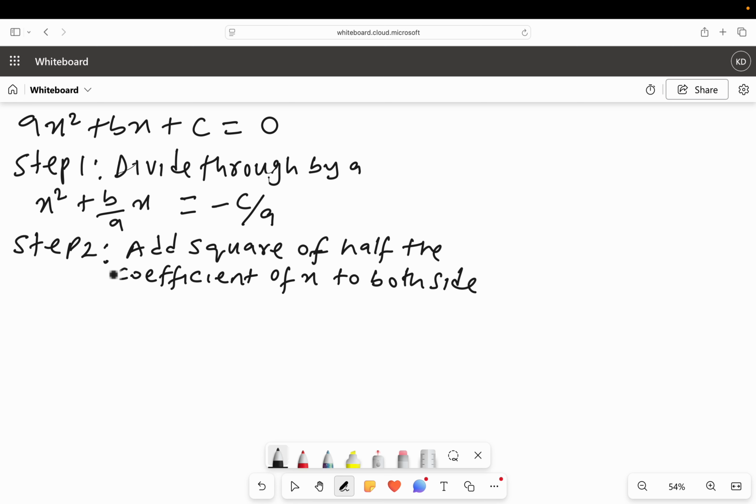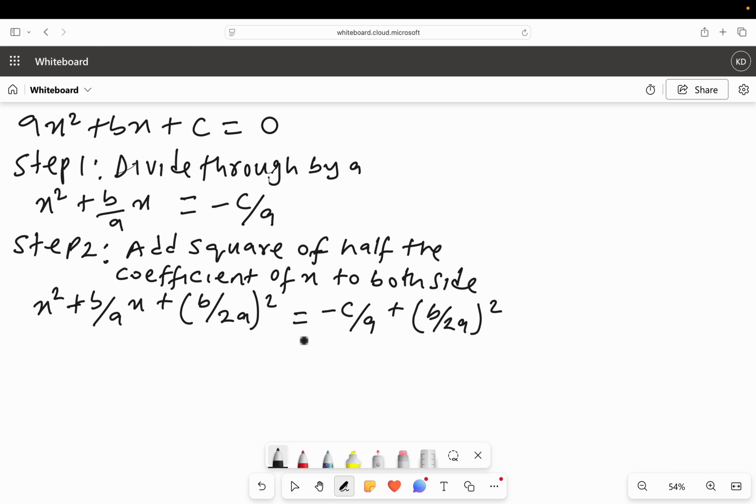The second step is to add the square of half the coefficient of x to both sides, and that half is just b over 2a. So you can see I have done that, and it is the same thing as this part, because the part added here in the left hand side can be cancelled by the part here in the right hand side.